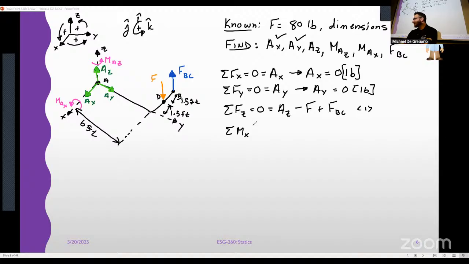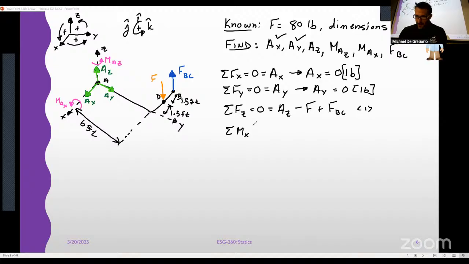Sorry, say that one more time, Ken. Yeah, you take the moment at the location where the most forces are applied. And that is point A, right? Point A's got three. And I know we just found that two of them are zero, but again, it doesn't matter. You should get the same answer regardless of whether you do this at A, B, or D. I did it at A because when I look at my free body diagram, I'm like, oh, there's three forces there. I don't like that.